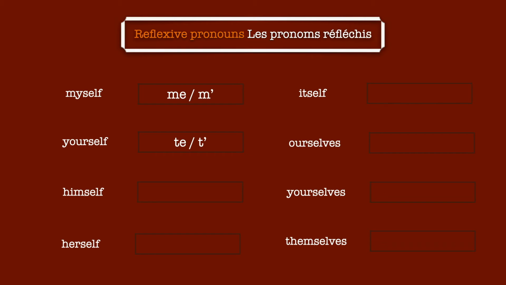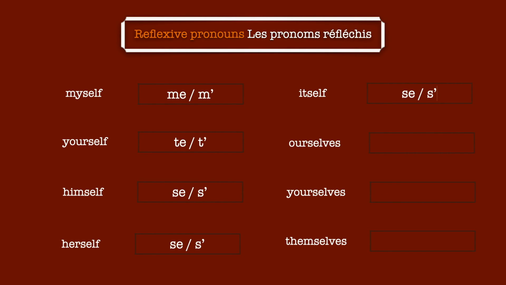What about himself? Se, s'. Is the translation for himself. Next one is herself. What is your proposition for this word? Se, s'. It's the same as himself. Another easy word to find is the translation of itself. Se, s'. As well.